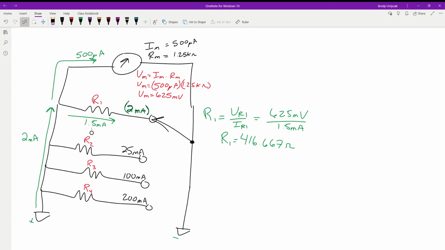So IR2 is equal to 2. Nope, we're not on 2. Come on, brain. IR1 is equal to the range, so I range minus I meter.